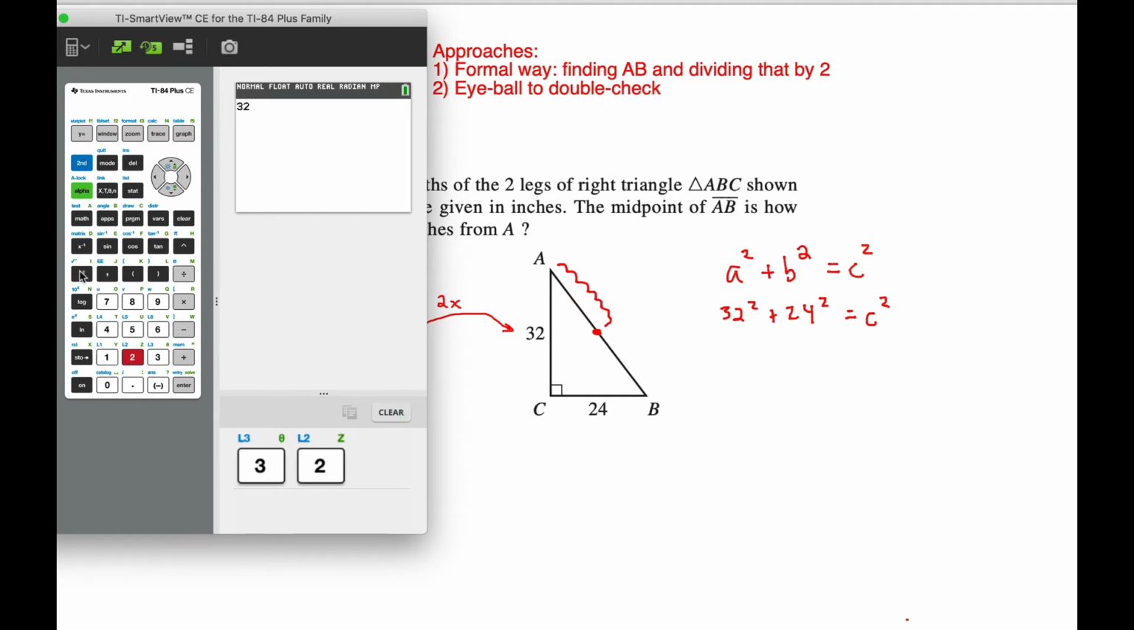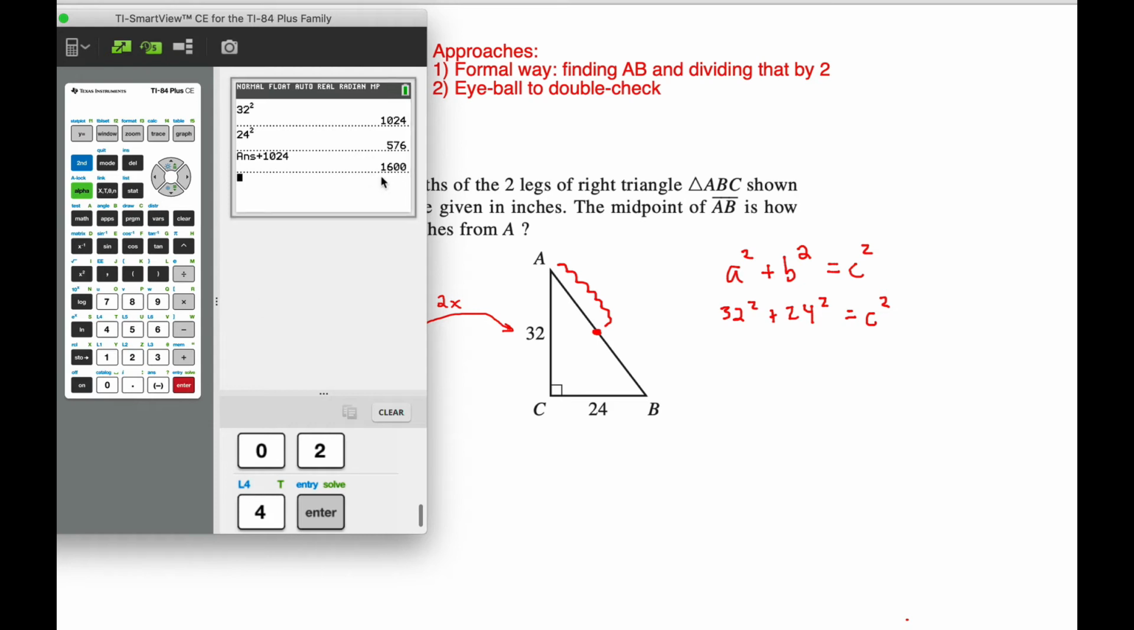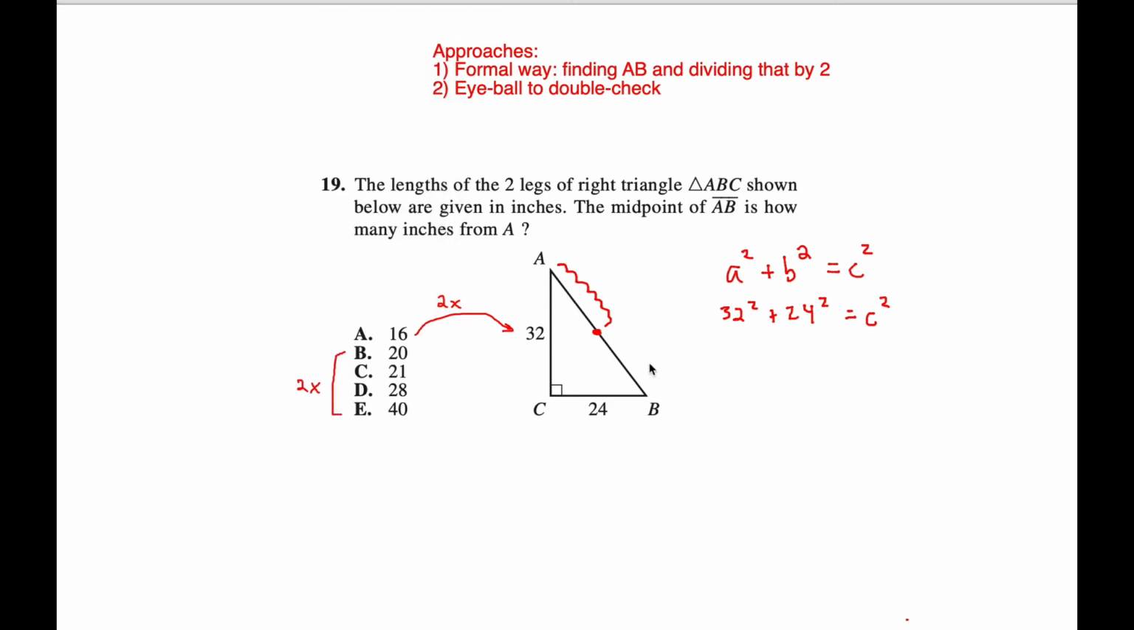So we got 32 squared, which is 1,024, and then 24 squared, which is 576. We're going to be adding those together, so 576 plus 1,024, and that's going to be equal to c squared. Then we're going to take the square root of that to find c. So the square root of 1,600 is going to be 40. I'm going to write that out right here: c is equal to 40. And so now we've calculated the length of A to B, which is 40. Since they were asking for the distance from the midpoint of that to A, this length right here is going to be 20.